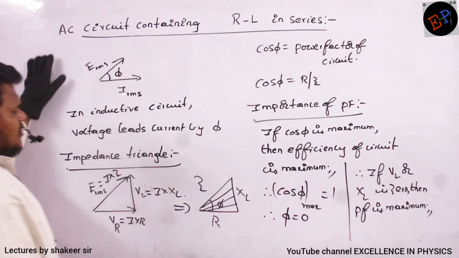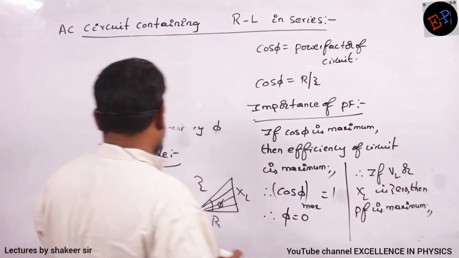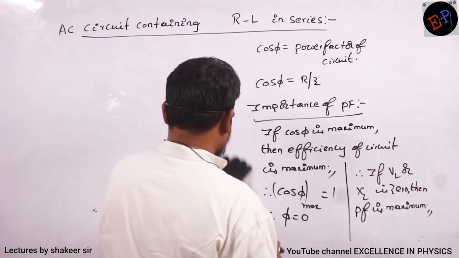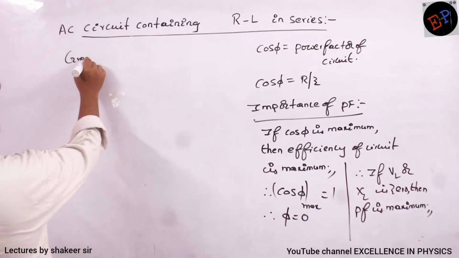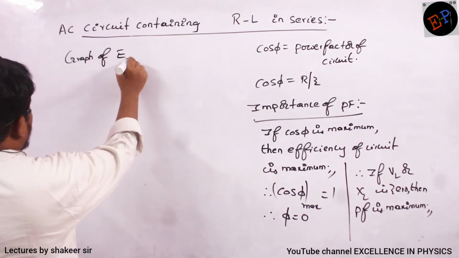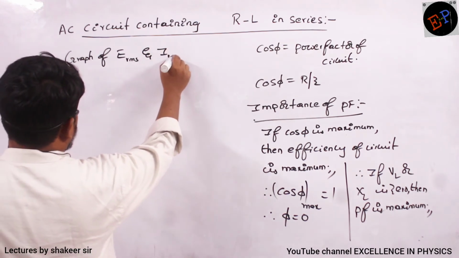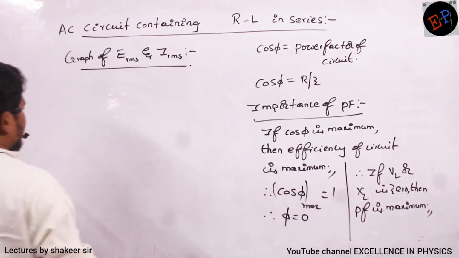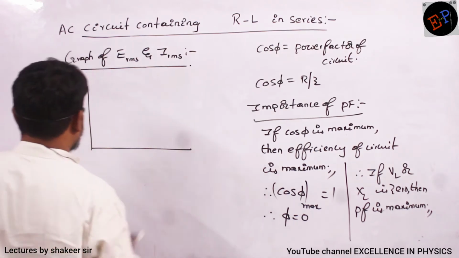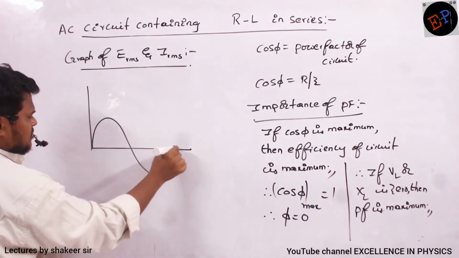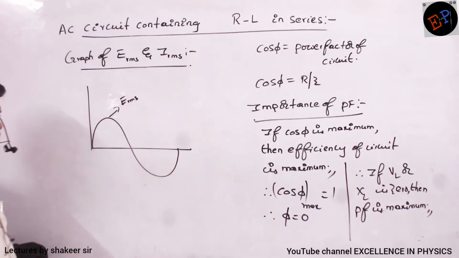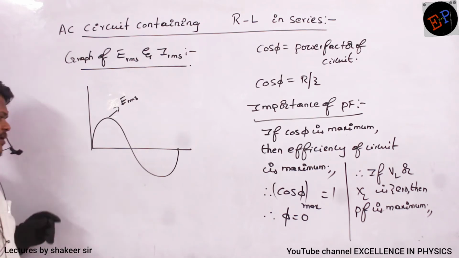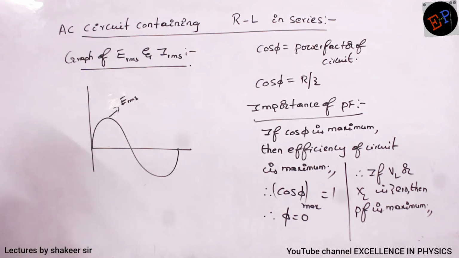Is it clear? Now, if I draw the graphical representation of current and voltage, the graph of ERMS and IRMS, how can I draw? Okay. See, this is ERMS, the supply voltage. Now can you say how can I draw IRMS? Anybody? IRMS ni ela draw cheyali?